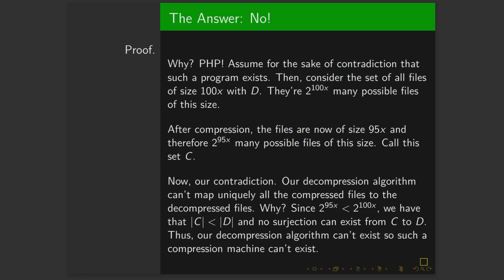To understand why this is the case, you have to understand how files are stored. Files are stored in binary form. So that means that every bit is a 0 or a 1. That's what a bit is. A byte is 8 bits. So a kilobyte is 1,000 bytes.